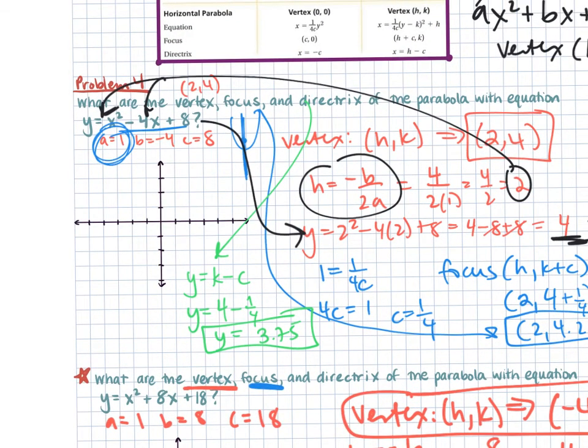Okay, so our vertex is 2, 4. It's right here. And so our directrix is y equals 3.75. So it's very close to our vertex. Should have made that black. And then our focus is just right above it.